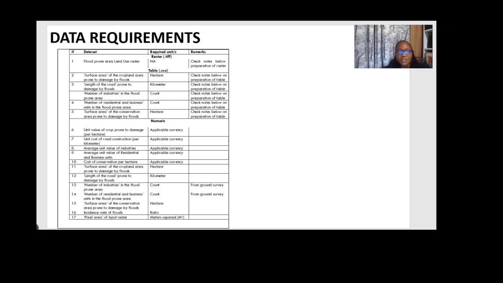The same case applies to residential and business units. We count the number, and normally we value the unit and not necessarily the property inside the unit, simply because we are trying to come up with an estimate of the ability of the wetland to control floods. And therefore, we advocate for the method where you look at the property, and even for the industries, not the processes taking place or the number of products that are produced at any one given time, because it makes the whole process very complex. And maybe at the end of the day, we may not be able to achieve the estimates that we desire. Then we have the surface area of the conservation area that is prone to damage.